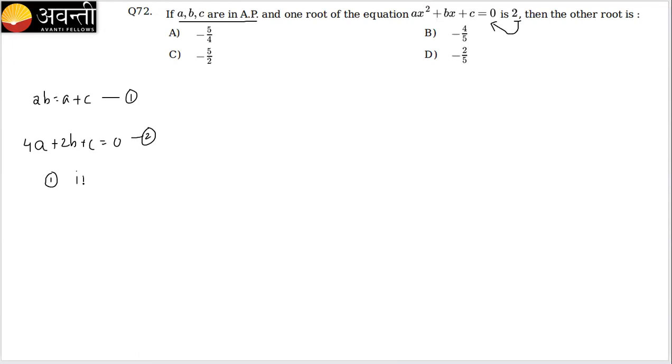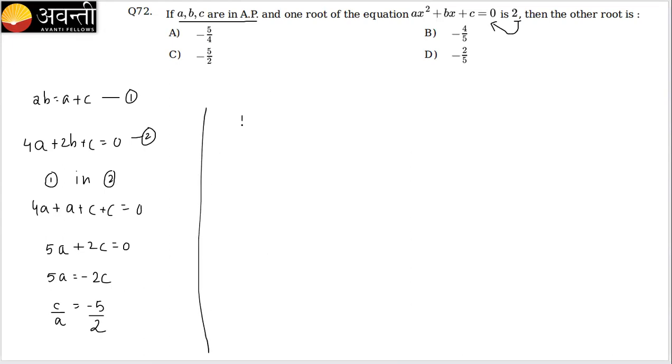If I substitute equation 1 in 2, what I'll get is 4A plus A plus C equals 0. That means 5A plus 2C equals 0. So I can write 5A equals minus 2C, and that means I can write C by A is equal to minus 5 by 2.